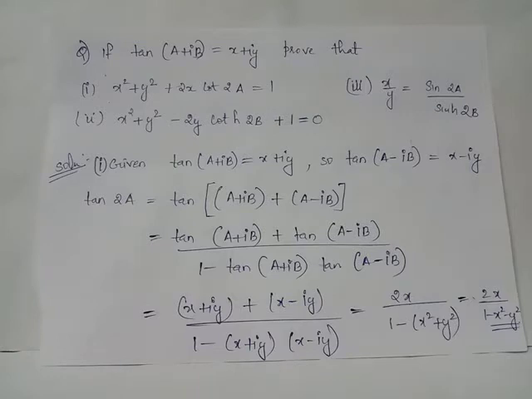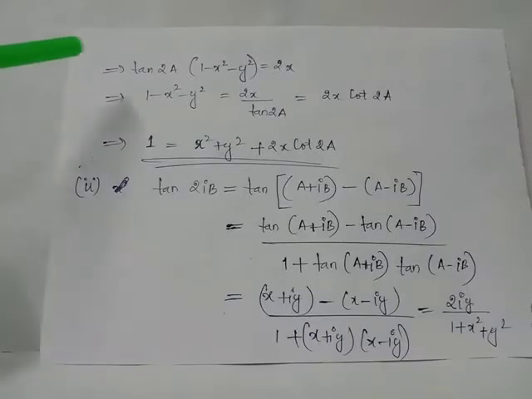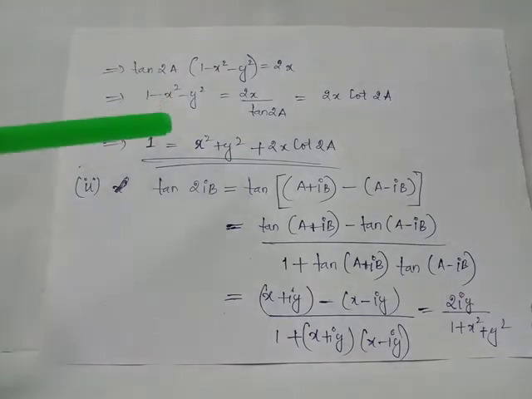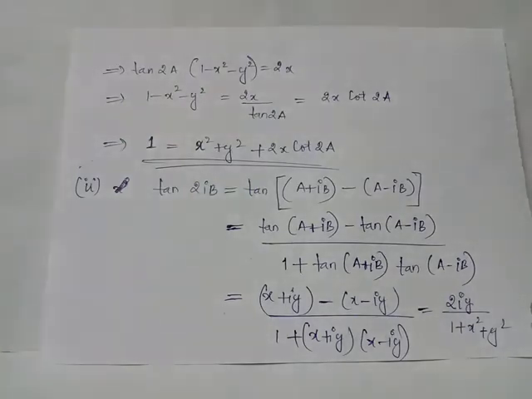Now we can multiply 1 − x² − y² along with tan 2a. So we obtain this expression. Since we are interested in a result involving the term cot 2a, we will bring tan 2a as the denominator in the RHS. Now our RHS becomes 2x cot 2a. When we bring the terms −x² and −y² to the RHS, we obtain the desired result, x² + y² + 2x cot 2a = 1.